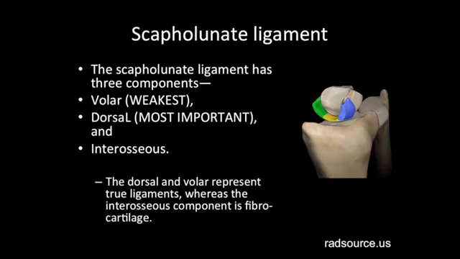Starting off with the scapholunate ligament, it is considered a three-sided box and has three components. There is a volar component, which is the weakest component. There is a dorsal component, which is the most important component for stability of the scapholunate articulation. It is also the thickest component, measuring up to 3 millimeters. And then there is an interosseous component. The dorsal and volar components represent true ligaments, whereas the interosseous component is composed of fibrocartilage.